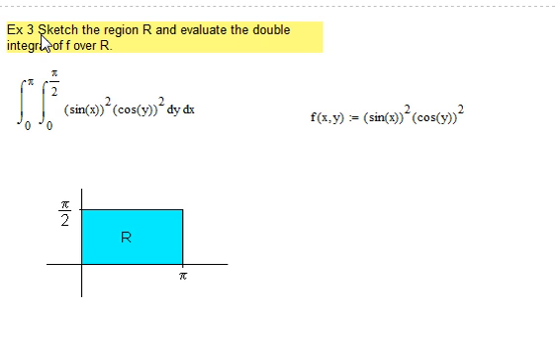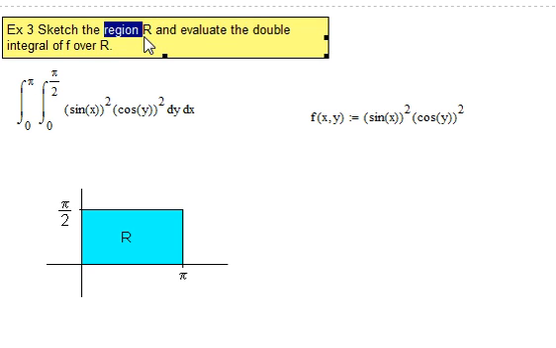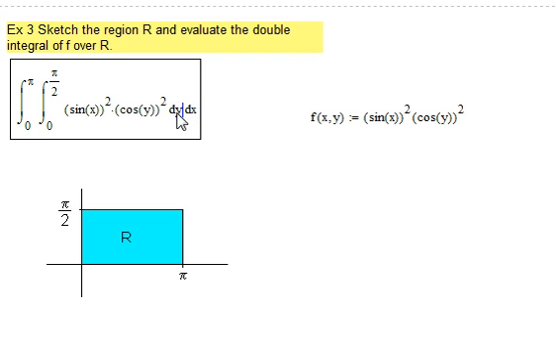Here's another example. We want to sketch the region R and evaluate the double integral of f over R. Since y is my first variable of integration, the function is sine of x squared times cosine of y squared, or we'd call that sine squared of x times cosine squared of y.